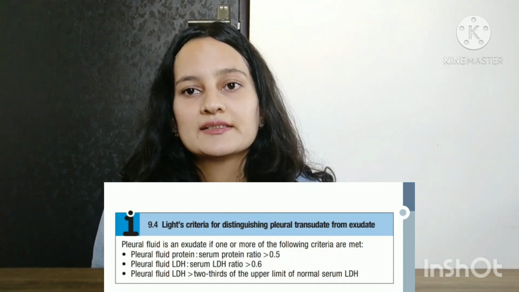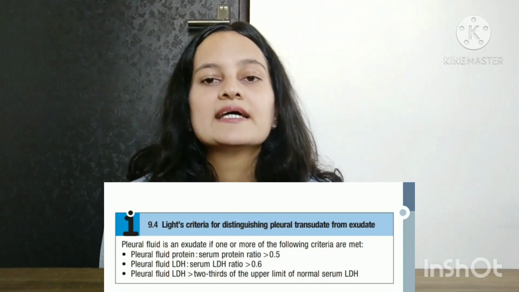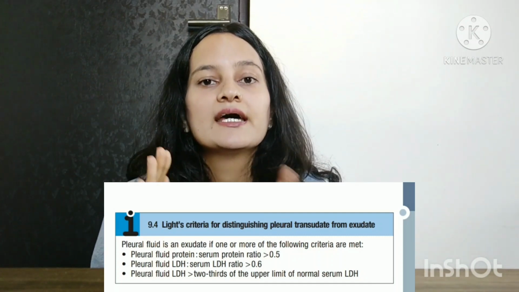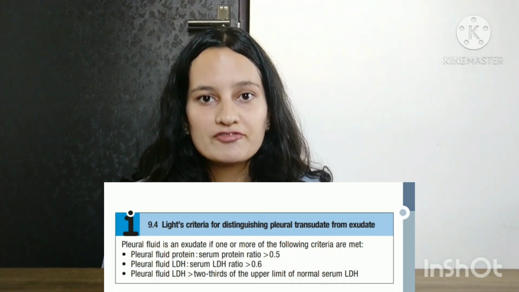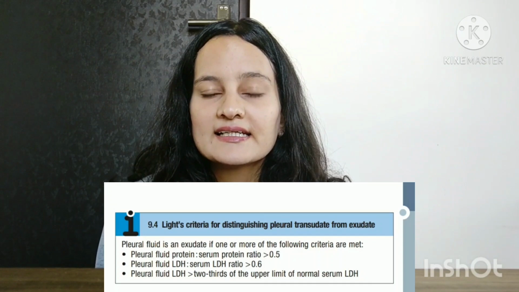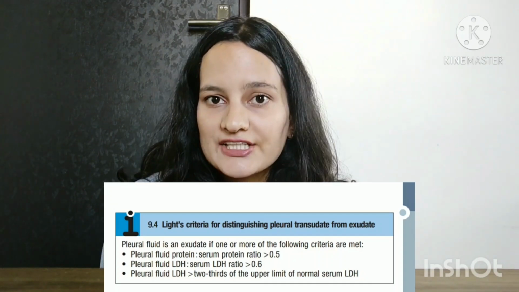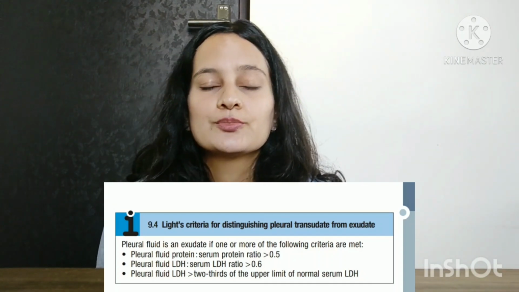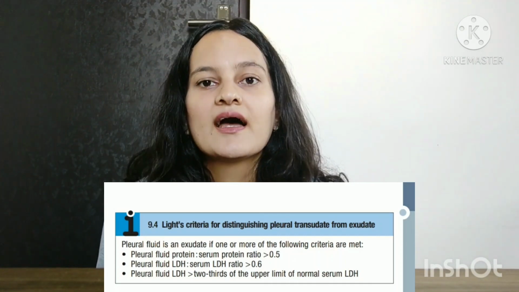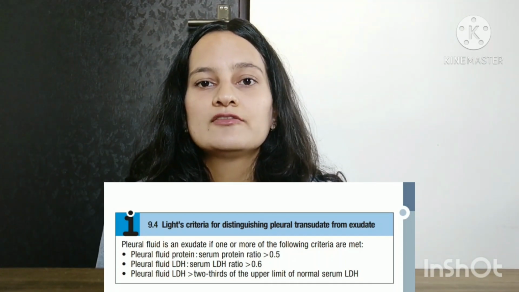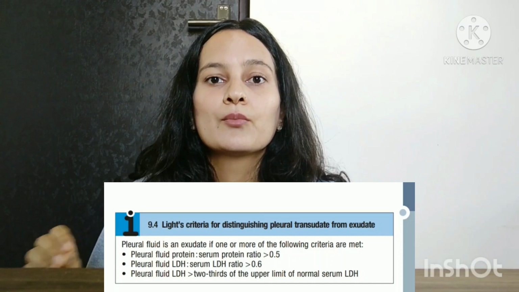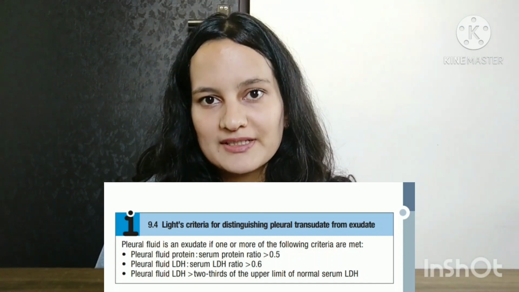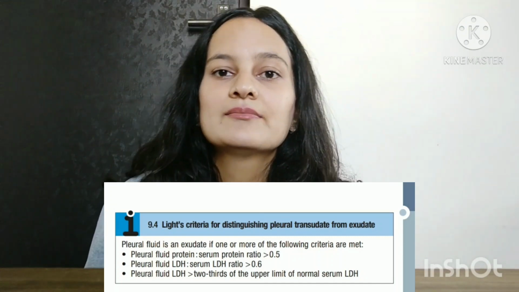First, the pleural fluid protein to serum protein ratio should be greater than 0.5. Second, the pleural fluid LDH to serum LDH ratio should be greater than 0.6. Third, the pleural fluid LDH should be more than 2/3 of the upper limit of normal serum LDH. Another thing which can help in the diagnosis is X-ray.